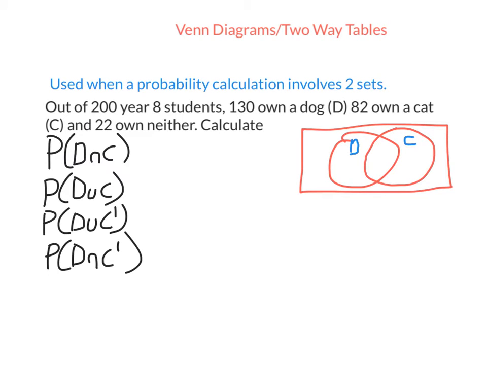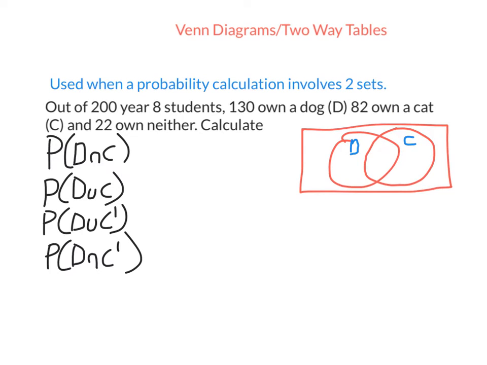You're probably thinking to yourself, well, hang on a minute, 130 plus 82 plus 22 is way more than 200. In fact, 130 plus 82 plus 22 equals 234. So I've overcounted by 34. How does that work? Well, the only way it could work is if I counted 34 people who own a dog a second time when I counted the people who own a cat. There must be 34 people in this set and also in that set.